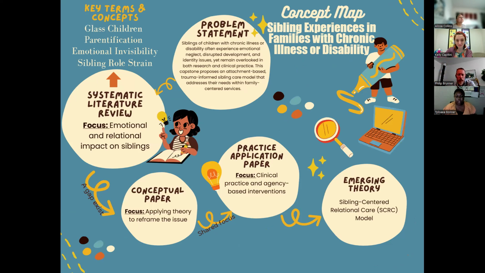My first product is a systemic literature review that explores existing knowledge about the experiences of siblings growing up with a chronically ill or disabled sibling. To conduct this review, I searched through the University of Kentucky's library database and Google Scholar, which connected me with research databases like PsycInfo or PubMed. I used search terms such as glass children, healthy siblings, chronic illness, disability, family dynamics, and emotional impact.